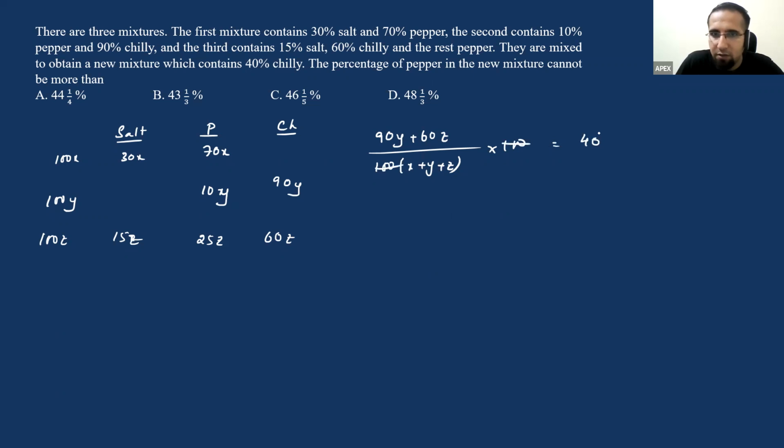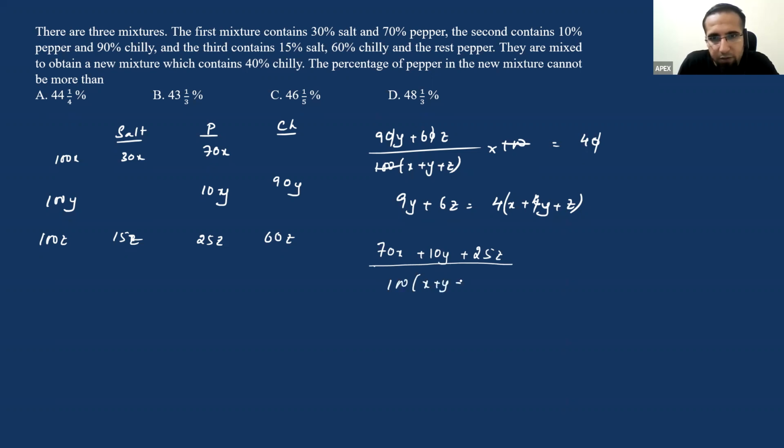So this 100 gets cancelled. So you have 9y plus 6z is equal to 4 times of x plus y plus z. Clear? Now the question says the percentage of pepper in the new mixture cannot be more than. If I talk about pepper, there is 70x plus 10y plus 25z divided by, again, 100 times of x plus y plus z into 100. Let's say that is equal to k.